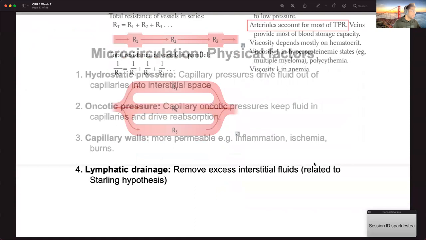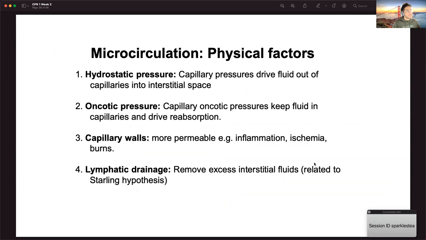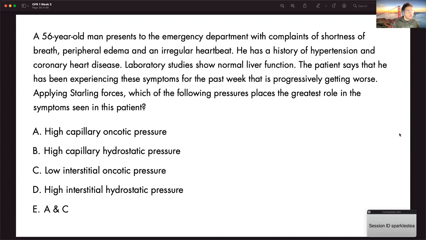Okay. Microcirculation. This was the DLA that a lot of folks ignored, and it tended to come back and bite them in the butt. So microcirculation, what are the key definitions you need to know? Hydrostatic pressure, right, is the capillary pressure that drives fluid out from the capillaries into the interstitial space. Whereas oncotic pressure is what keeps the fluid in the capillaries and drives reabsorption, right? These two definitions you have to know very well because they will ask you questions about this based off of the next series of questions. Let's do this one.